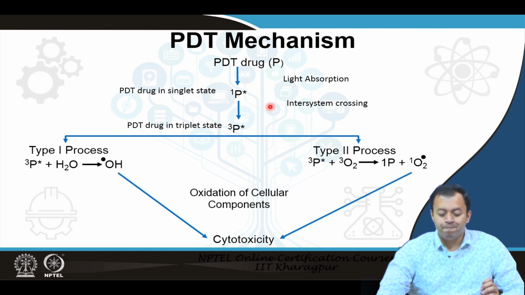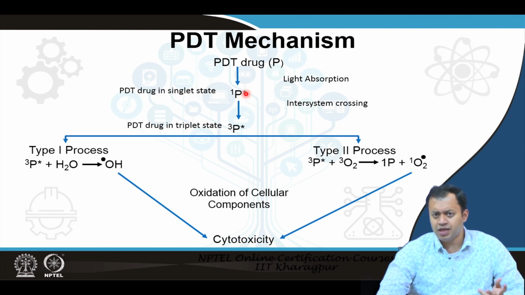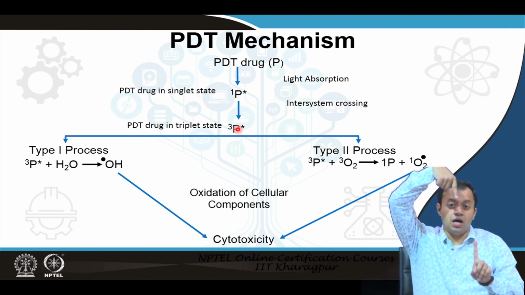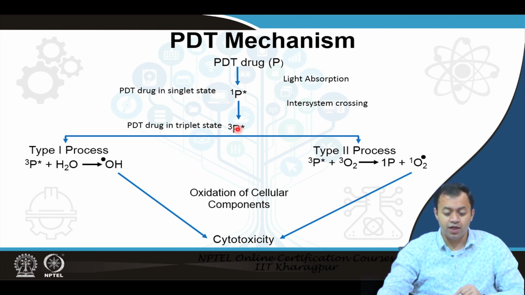Now, I tried to figure out, but these are the usual notations used. The PDT drug, which is considered P, after light absorption goes to a singlet state. Remember, we discussed singlet and triplet state while discussing fluorescence and phosphorescence in the Jablonski diagram in, I think, lecture number 5 or lecture number 6, where we used the notation S1 and T1, singlet and triplet state. S0 is the ground state, paired. S1 is the paired excited state, and T1 is the unpaired triplet state.